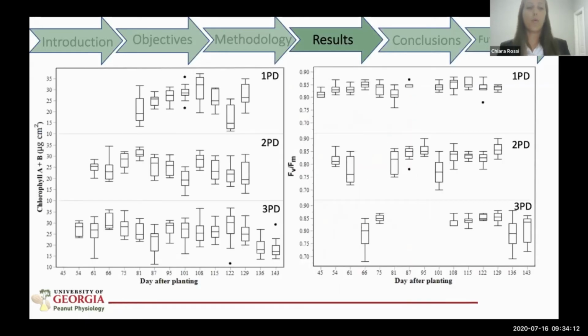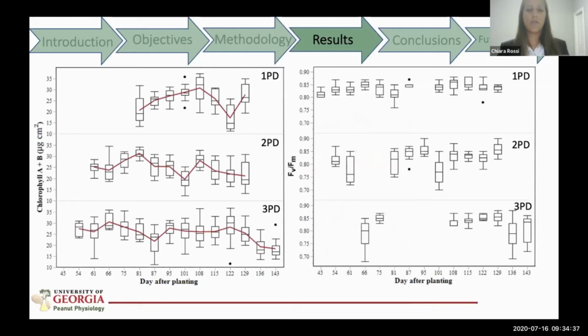So now I want to show you our results. This first part is related to physiological parameters. All the graphs are built in the same way. So in the x-axis, we have the days after planting, and on the y-axis, we have some physiological parameters. So on the left, we can see the graph related to chlorophyll A and B for the 3 planting dates.